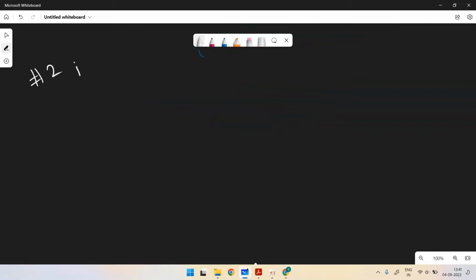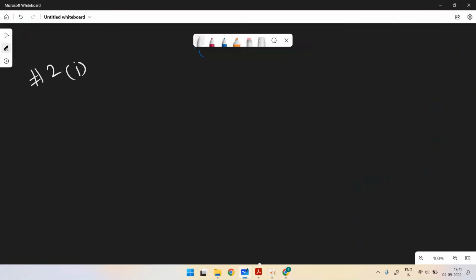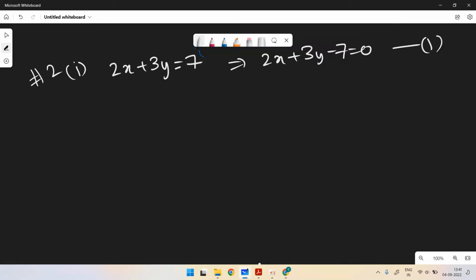Question number 2, part number 1 is 2x plus 3y equals 7, which implies that 2x plus 3y minus 7 equal to 0. I am writing minus 7 here because it is of the standard form ax plus by plus c equal to 0.